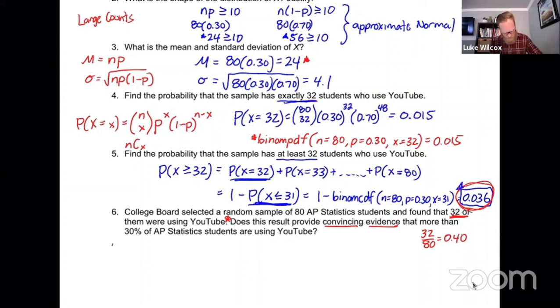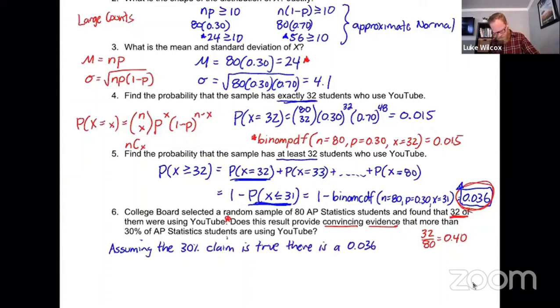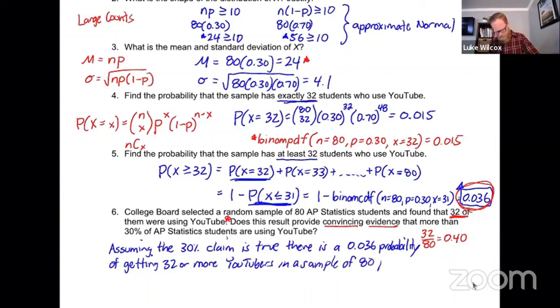So here goes. Assuming the 30% claim is true, there is a 0.036 probability of getting 32 or more YouTubers in a sample of 80 purely by chance.